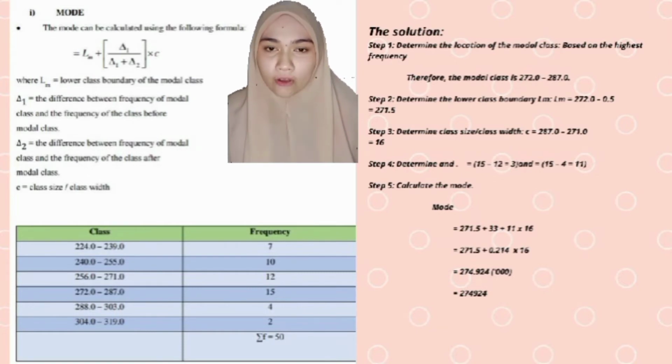Next, we go for step 4, which is to determine delta 1 and delta 2. For delta 1, 15 minus 12, the answer is 3. And for delta 2, 15 minus 14, the answer is 1. So we go for the last step, which is step 5. Calculate the mode.